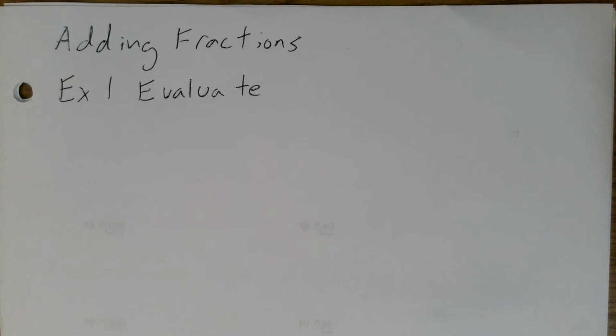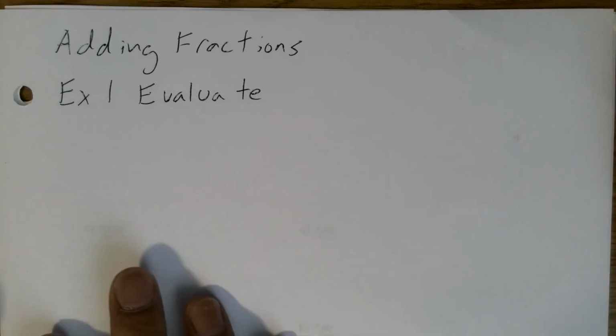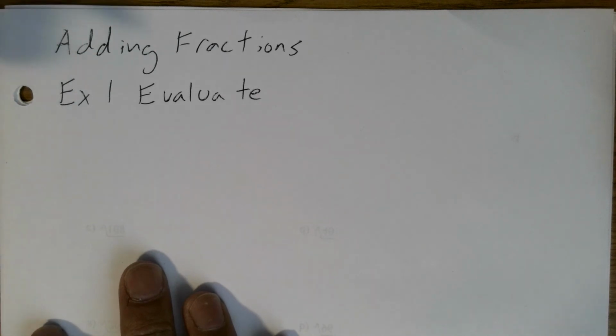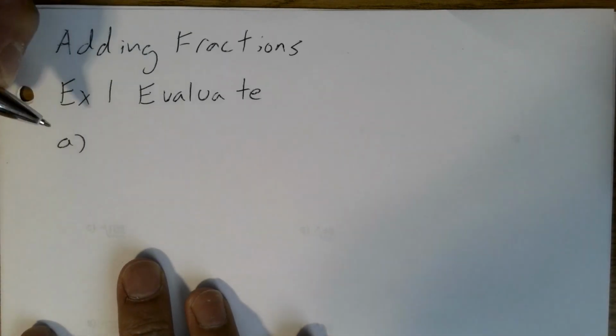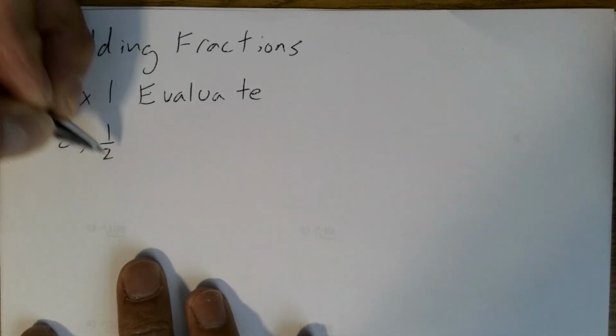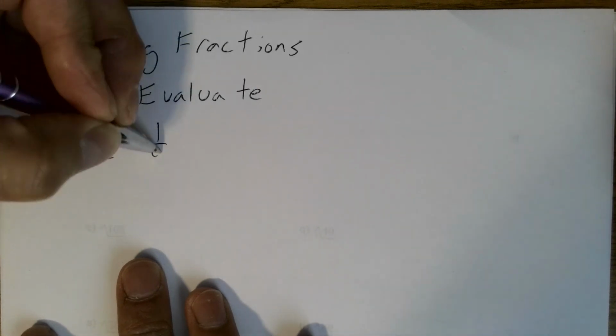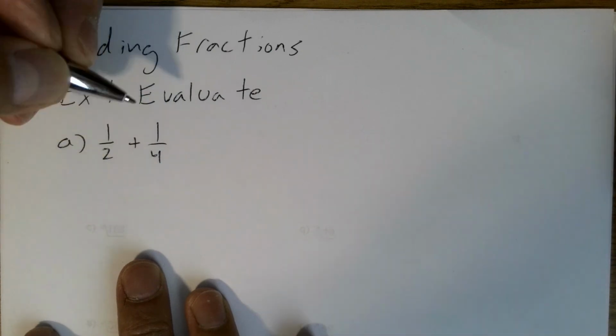Negative fractions. We're going to start out with some grade 8 stuff of just adding positive fractions. So let's start out with example 1. We're going to evaluate. Evaluate just basically means give me a number answer. What does this thing equal? So here we go. We've got a half plus a quarter, 1 over 2 plus 1 over 4.